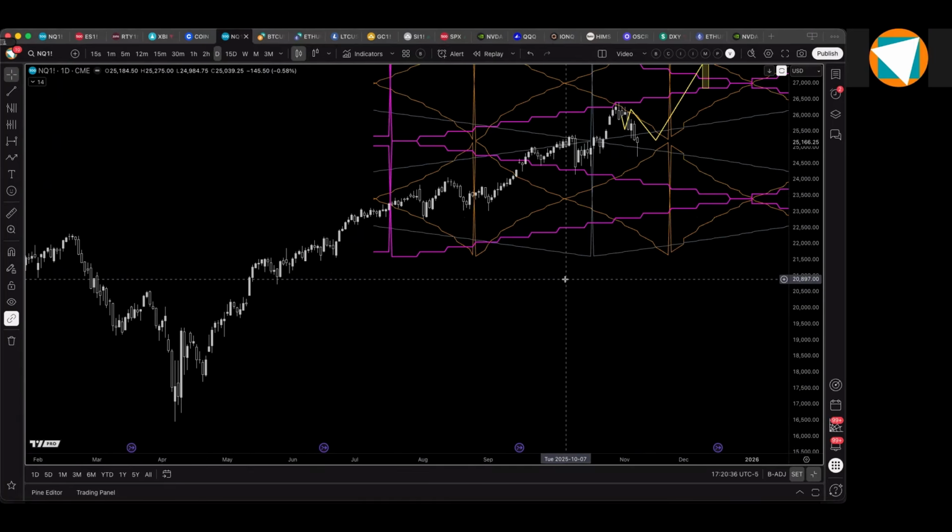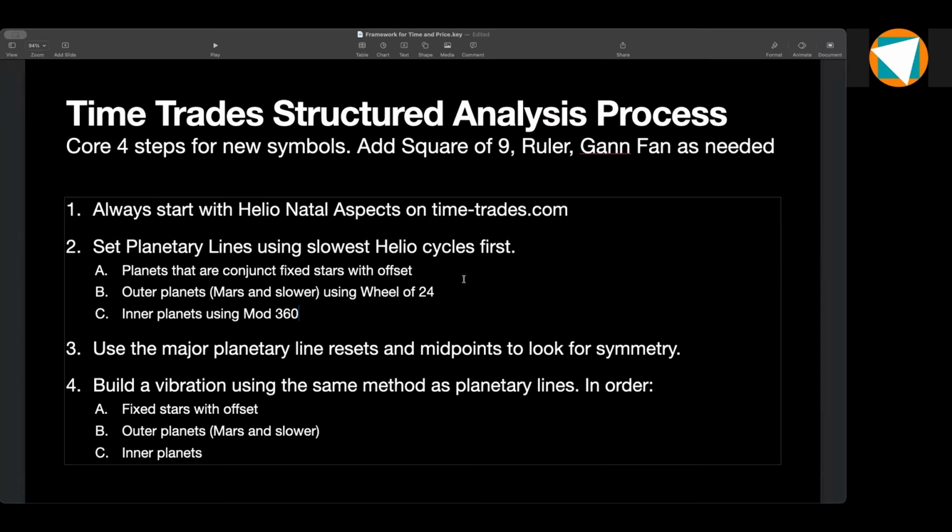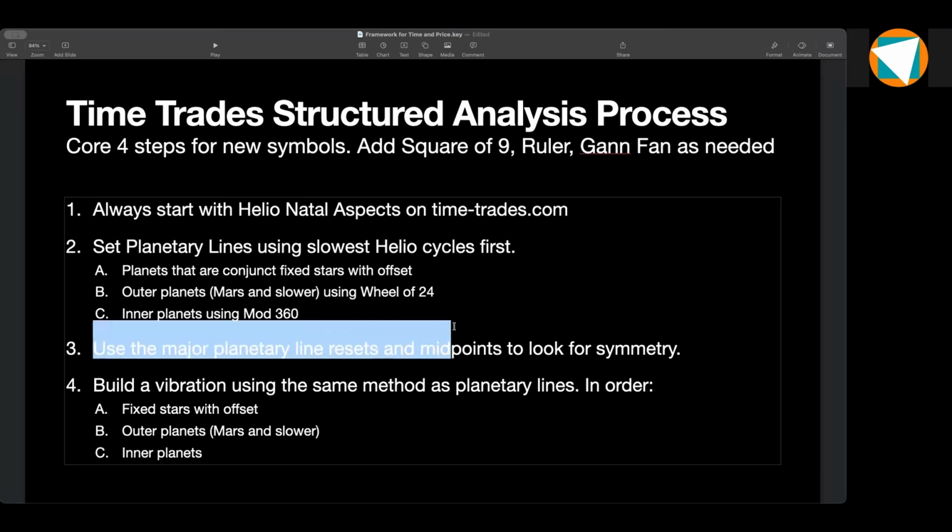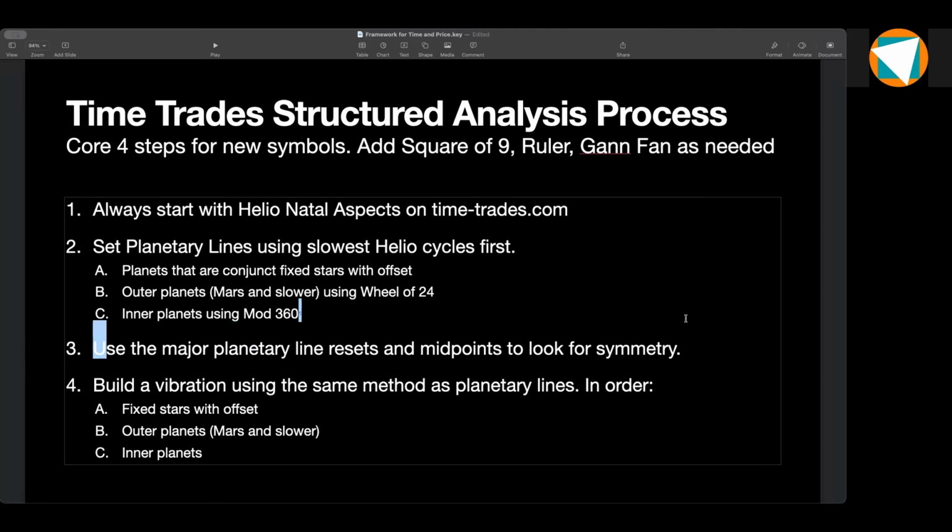Let's zoom out a little bit and we can talk about what we see on the chart. While that is updating, I just want to review the rest of the analysis process. After we zoom out, we can look at the major planetary line resets and midpoints. That's our anchor point for symmetry. I've seen enough over the past week to be confident enough to promote the symmetry work from experimental to ready for prime time. So I'm going to be incorporating that into the go-forward process here.